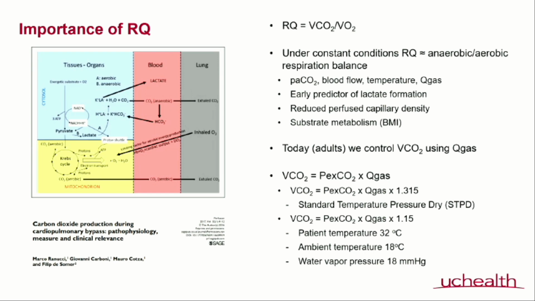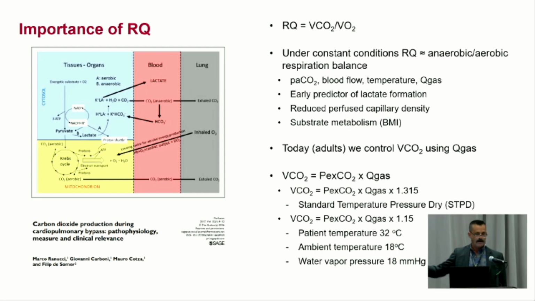So the importance of respiratory quotient, right? So respiratory quotient, again, carbon dioxide transfer divided by oxygen transfer. Under constant conditions during cardiopulmonary bypass, with the oxygenator being the only ventilation mechanism, the respiratory quotient now becomes the anaerobic versus aerobic respiration balance, right? So the carbon dioxide transfer and the oxygen transfer become reflective of the patient, right? And so this is important today because we know that respiratory quotient can give us some important information into this anaerobic aerobic balance in patients in goal-directed perfusion. It's one of our parameters that we look at in GDP.